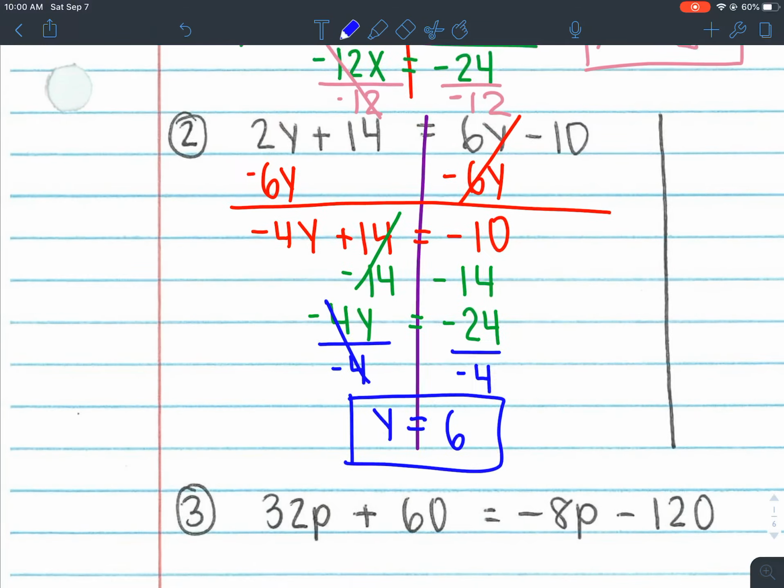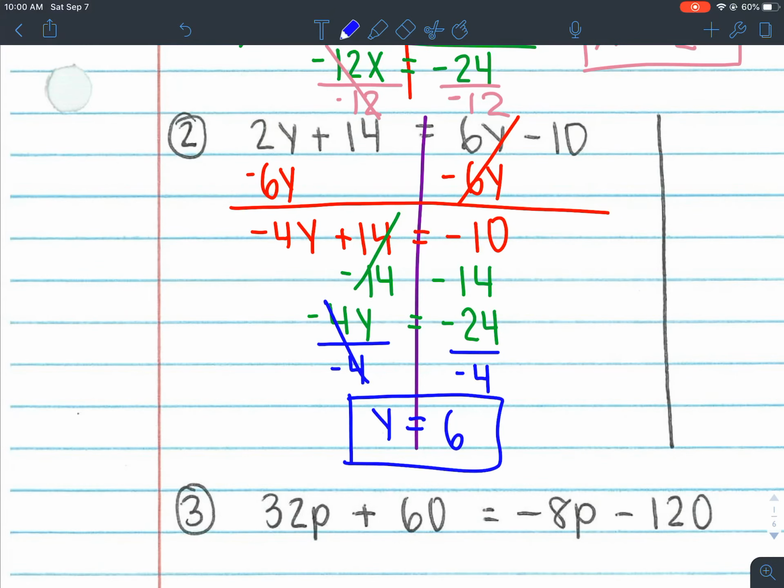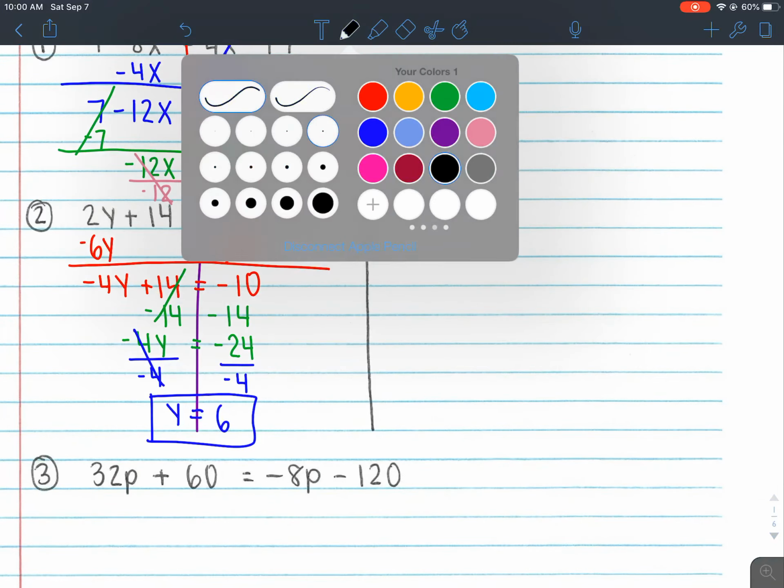And how could I check this? Well, I could plug in 6 for anywhere I see a y in the original equation and see if the equation balances out. All right, now I'm going to show you a different way that I could do this problem.